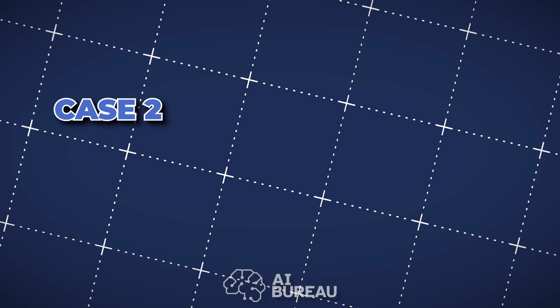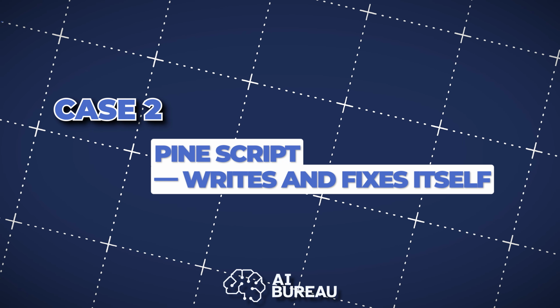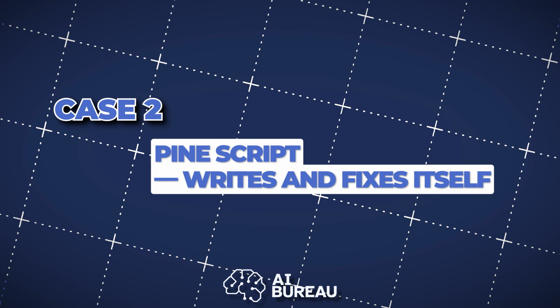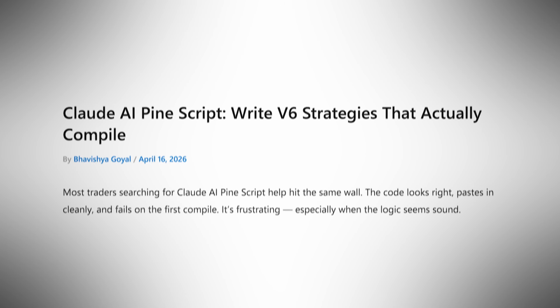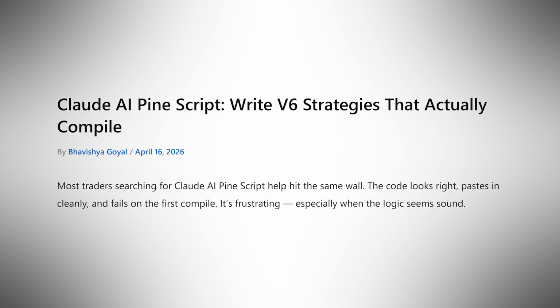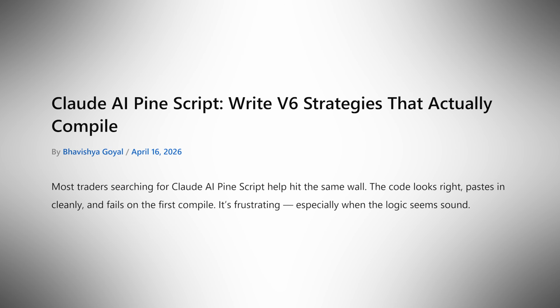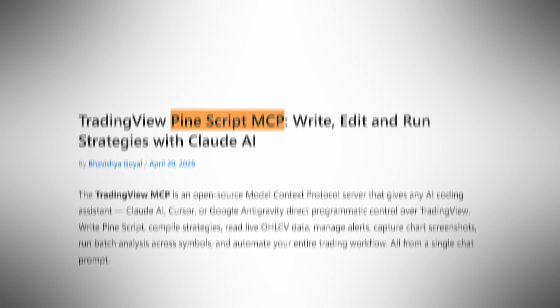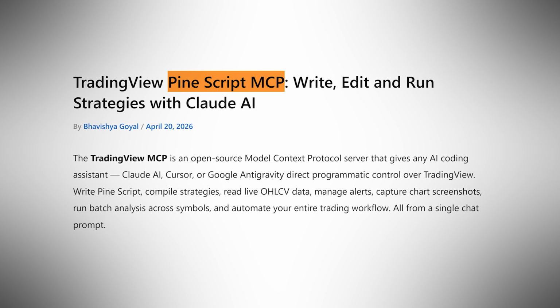Then there's use case 2, and this is the centerpiece. Pine script generation with a self-debugging loop. Here's what makes this genuinely impressive. You describe your strategy logic in plain English. Claude writes it in PineScript version 6, the current standard. The server injects that code straight into the TradingView editor. The editor throws back its compile errors.